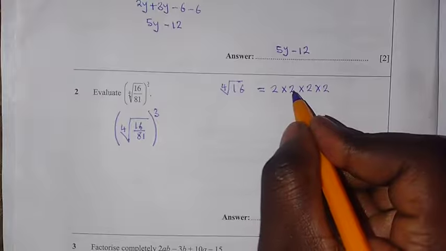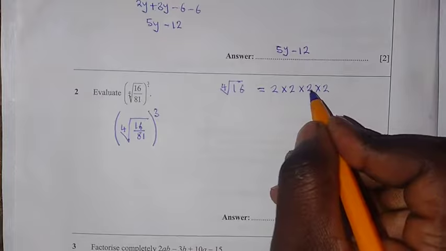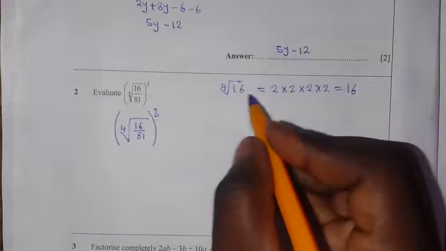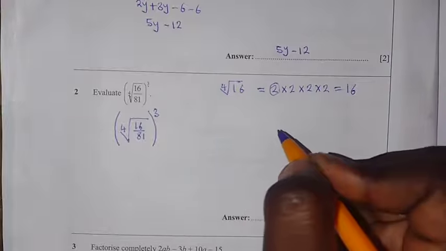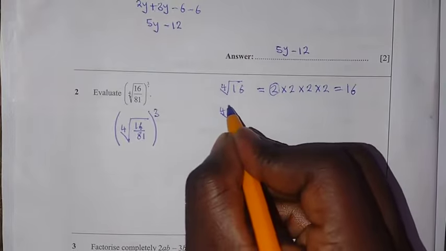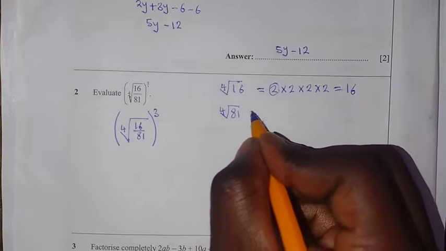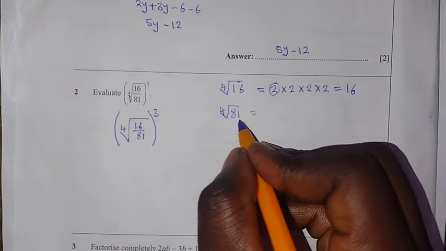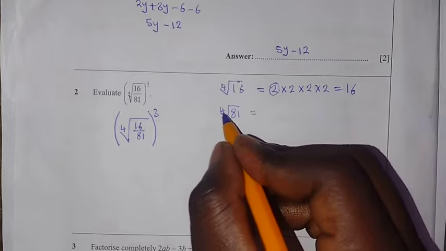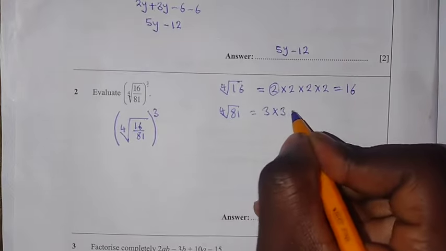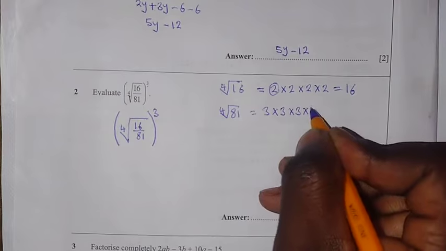2 times 2 will give you 4. 4 times 2 will give you 8. 8 times 2 gives you 16. So the fourth root of 16 is a 2. Then we come to the fourth root of 81. We are looking at the factor of 81 that when you multiply it by itself 4 times, you get 81. That number is 3 times 3 times 3 times 3.